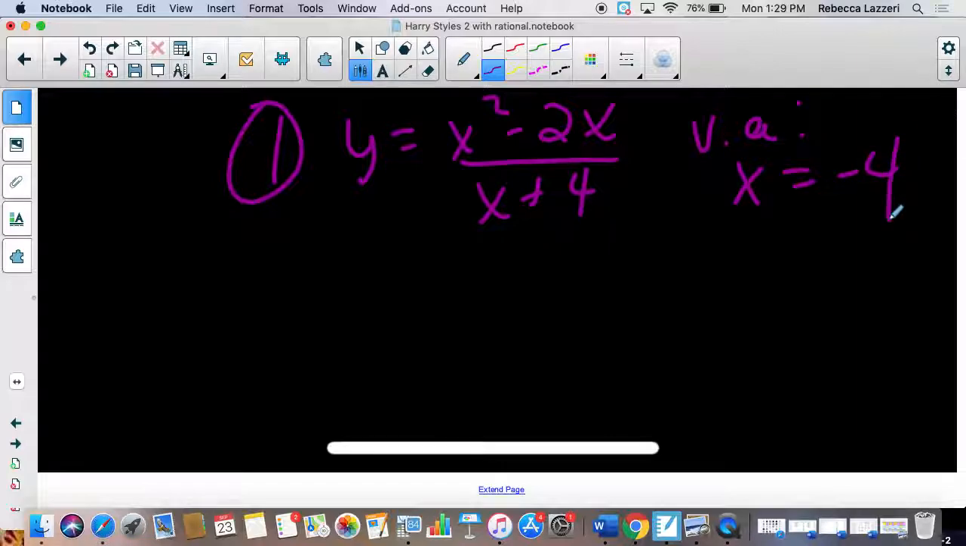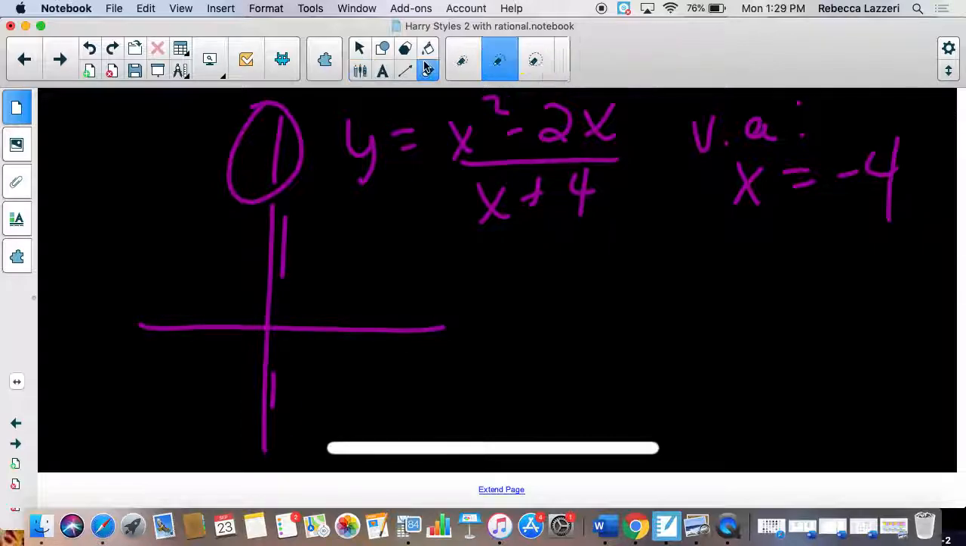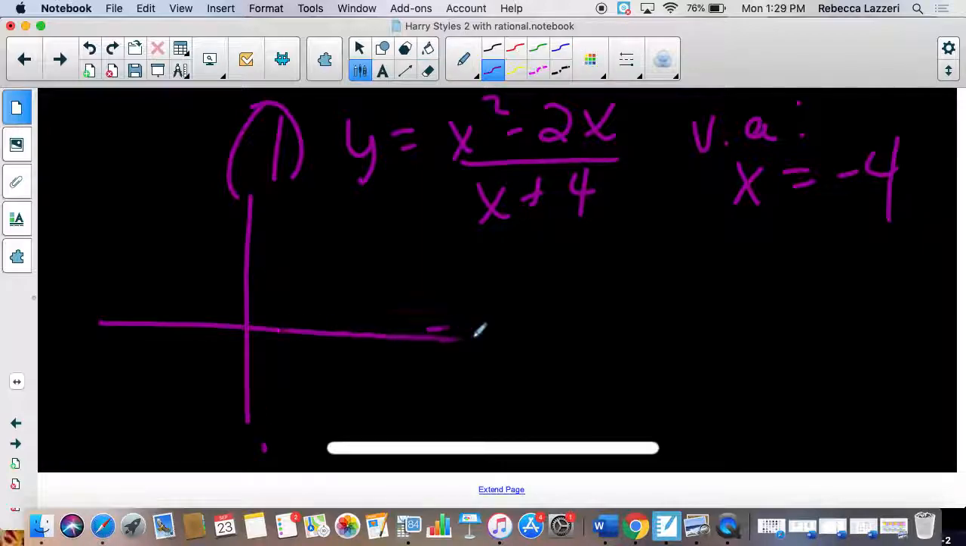Do y'all see it makes the bottom 0? If I do a quick fill into the top, it does not make the top 0. And if it did, I would erase the vertical asymptote. It can't be both, okay? So you have x equals -4. Please draw as you find things. All right, so my vertical asymptote is x equals -4.